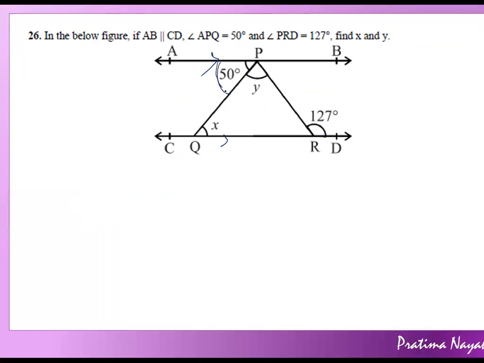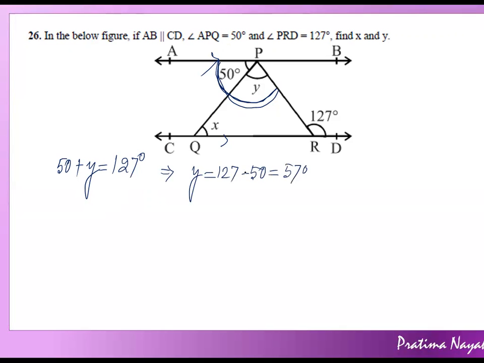Okay. So 50 plus y is the same as 127 because they are alternate angles. So you can get y: 50 plus y is equal to 127. So y is equal to 127 minus 50. That will be 57 degrees.